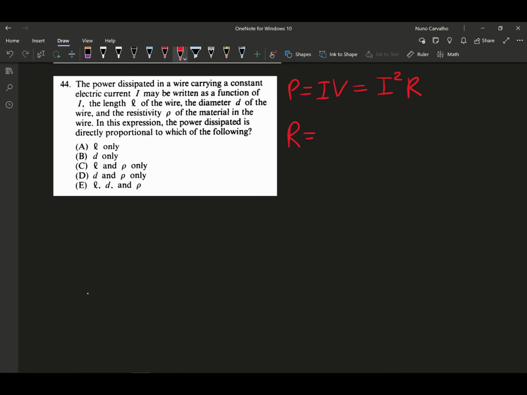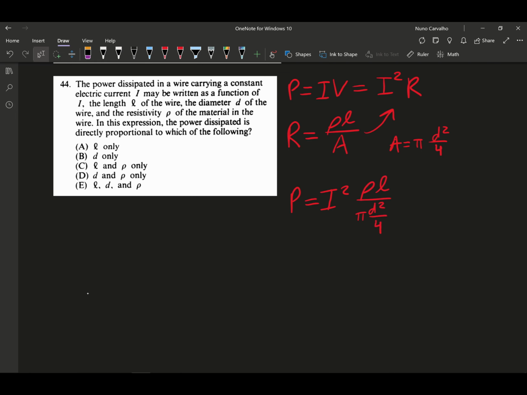Well, this is another formula given to you in the formula sheet, and it's like this: the resistance of a wire is going to be given by the resistivity, that's the rho looking symbol there, times the length over the area, where the area here is going to be pi times d squared over 4, because we're taking the radius squared, and the radius is half of d. Which then, putting this into that formula, tells us that P is equal to I squared times the resistivity times the length over pi d squared over 4.